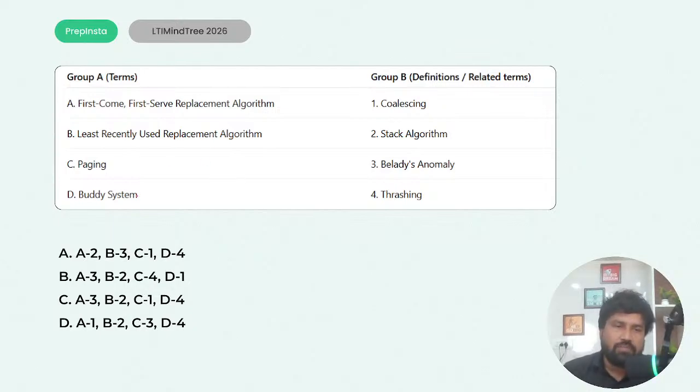They have given some words here, group A terms, and in group B they have given definitions or related terms. You have to match them. Now tell me, option A, first come, first serve, replacement algorithm. What is the algorithm? Tell me in the chat. First come, first serve, replacement algorithm.